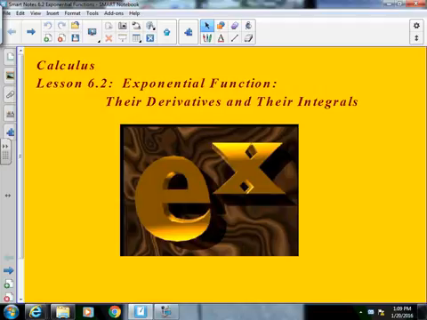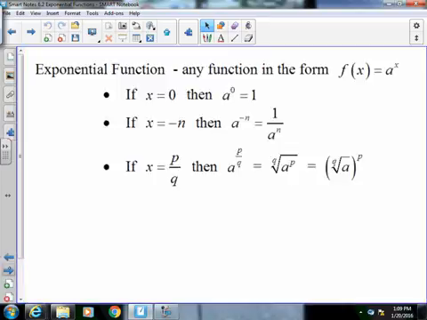Going to sum up a lot of stuff. By the end of today, you'll be reminded all about exponential functions. You'll also be able to find derivatives of exponential functions and integrals of exponential functions. So, let's jump right in.